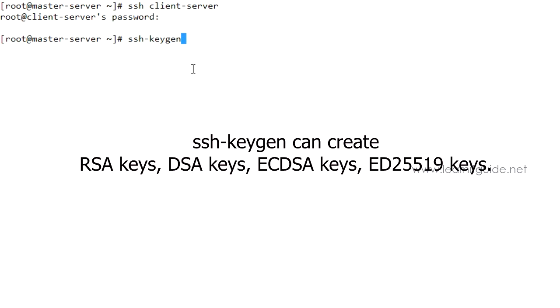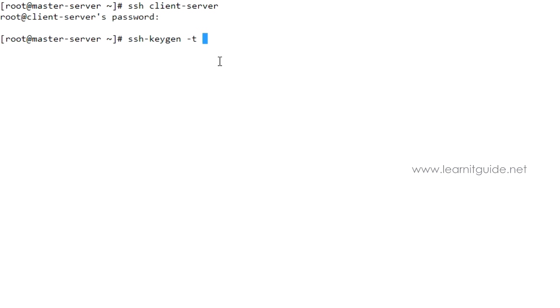The ssh-keygen command can create RSA keys, DSA keys, ECDSA keys and other keys. These are different key encryption mechanisms, so we don't need to worry about that. By default, ssh-keygen will generate an RSA key pair with one public and one private key. If you want to generate any other type of keys, something like DSA or other, then it must be specified with the -t option along with the ssh-keygen command, something like this. If you're not specifying anything with this command, it will generate an RSA key. So I just go with the default one.